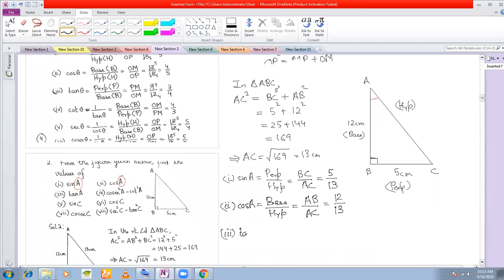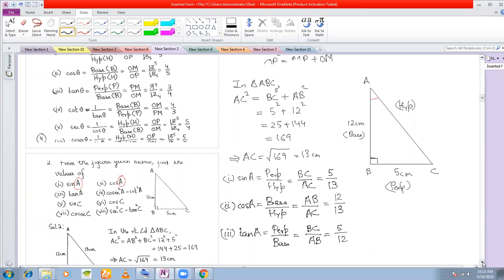Third one, tan A. Tan A, you know, is the ratio of perpendicular and base. So perpendicular by base. Perpendicular here is BC. Although remember AB looks like a perpendicular, do not confuse between the perpendicular and the base. Here BC is the perpendicular and base is AB. So this is 5 and this is 12. So tan A is 5 by 12.